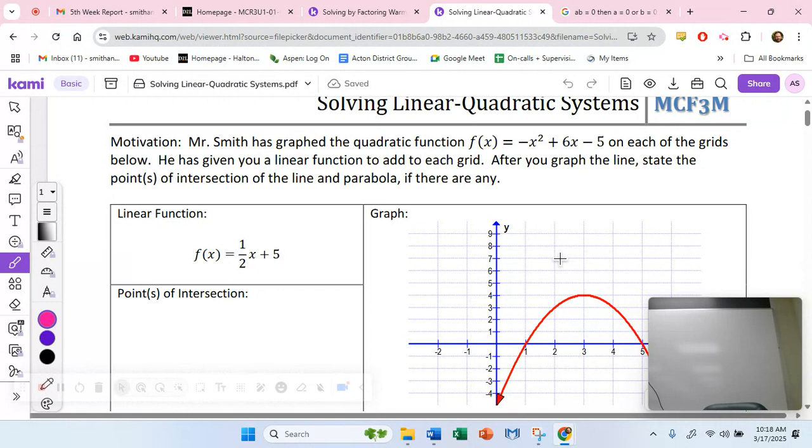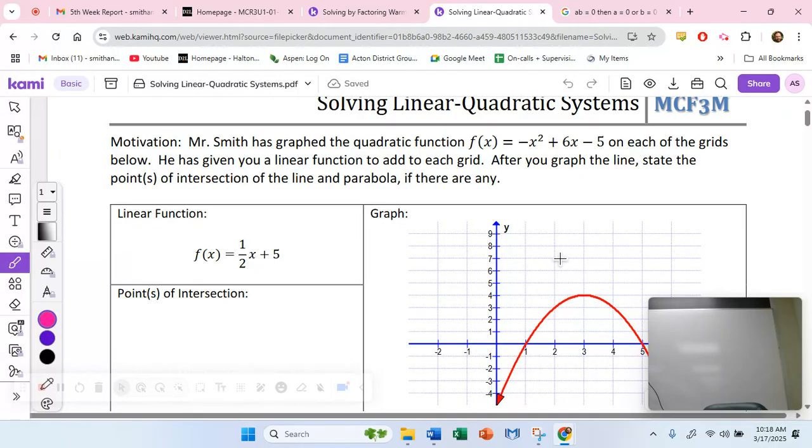Well, we're going to do that today, but with a line and a parabola. So I have graphed the quadratic function minus x squared plus 6x minus 5. I've graphed it on the grid here. You don't have to do anything. I've already graphed it for you guys. We're going to graph the linear function 1/2 x plus 5 and just see where they meet by graphing them.